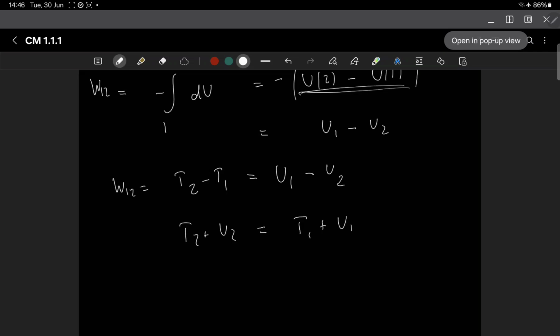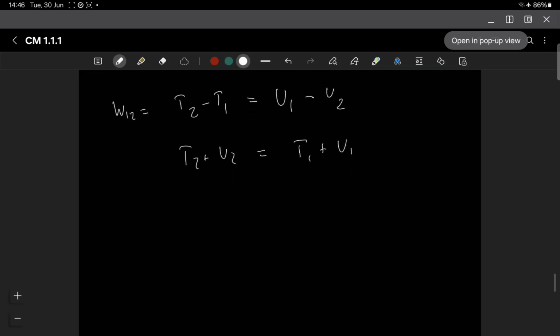And this is basically nothing but the conservation of energy. What it basically says is that the kinetic and potential energy at the point 2 is the same as the kinetic and potential energy at the point 1. So the sum of the total energy, the kinetic energy and the potential energy, is conserved. That's what it means. So this is the energy conservation theorem, right?